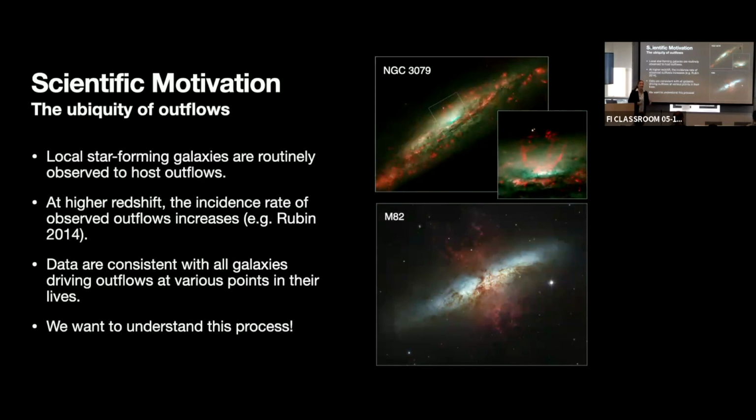We see stars driving gas out of galaxies, and we see this on small scales. In some cases, we see it on larger scales. If you go to higher redshifts, redshift 1, redshift 2, where the star formation rates are higher, you find even more outflows. So outflows are associated with star formation across cosmic time. And indeed, the data are totally consistent with all galaxies driving outflows at some points in their lives. And so I would argue that we would like to understand this process.